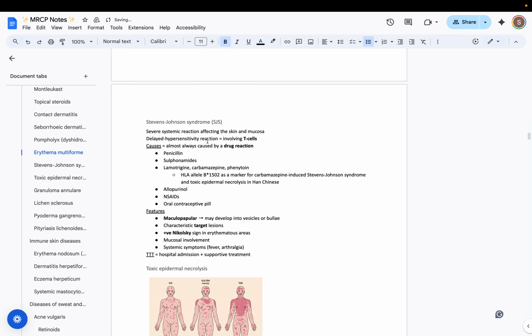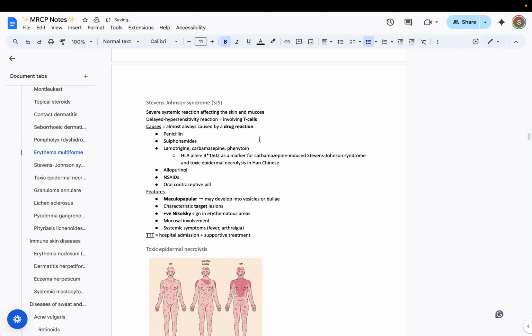Now, Stevens-Johnson syndrome is a severe systemic reaction affecting the skin and mucosa. It's a delayed hypersensitivity reaction that involves T cells, and it's almost always caused by a drug reaction. So we have penicillin, sulfonamides, lamotrigine, carbamazepine, and phenytoin, so anti-epileptics, allopurinol, nonsteroidals, and oral contraceptive pills. All of these are causes of Stevens-Johnson syndrome.